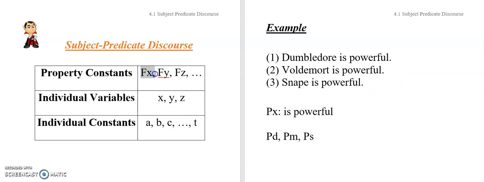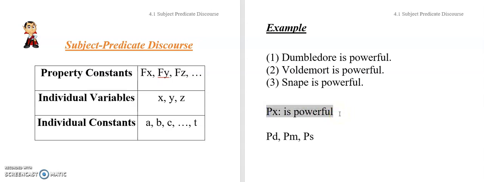And so that's the basic idea. So Fx, capital F, little x, capital F, little y, capital F, little z, capital P, little x, capital P, little y, capital P, little z. And it doesn't matter which one you use, the x, the y, or the z. It will all stand for "is powerful," okay? And I want to emphasize that a property constant is constant in the sense that it stands for some specific property and it doesn't change, all right?